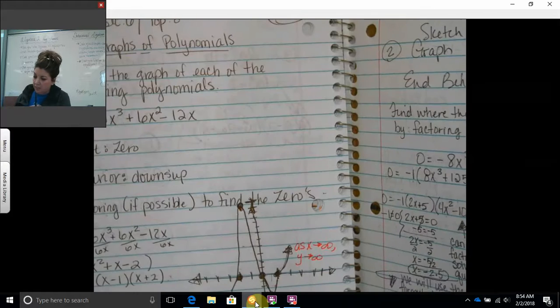Alright, so we are continuing in section 6, topic 8. This is page 134. And we're just going to do some more examples of graphing polynomials.